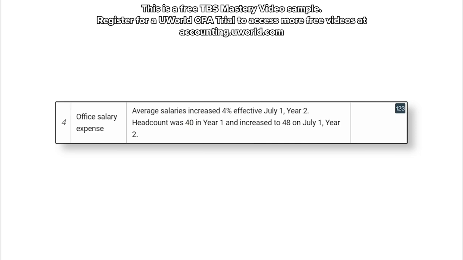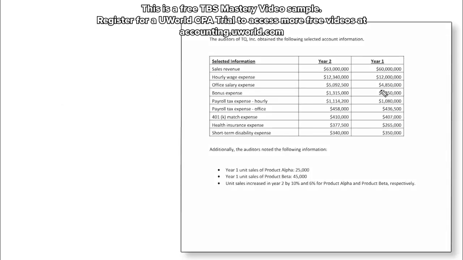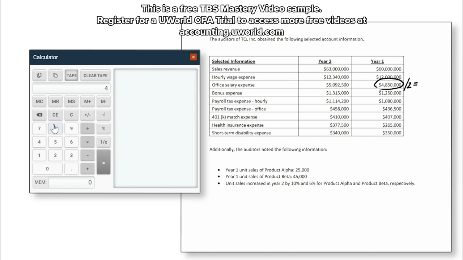Since the changes didn't occur until halfway through year 2, the first half of year 2 should be like the first half of year 1. So I'll start with the year 1 office salary expense and divide by 2. That will give me an estimate for the first half of year 2. So in looking at my numbers, I've got office salary expense for year 1 of $4,850,000, which I need to divide by 2. If I pull in my calculator, I will take $4,850,000, divide by 2, and that gives me $2,425,000.